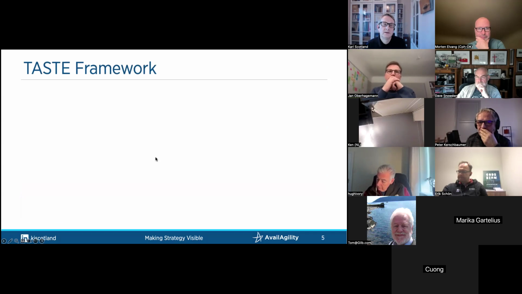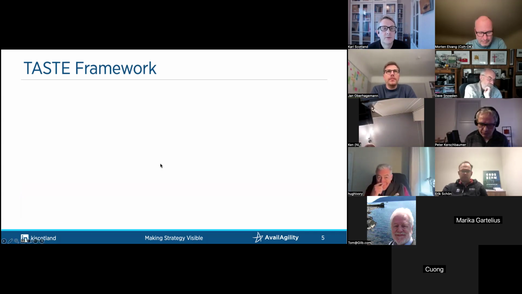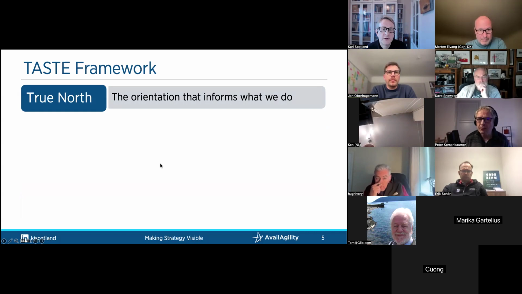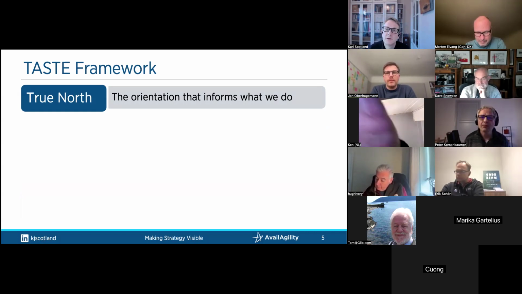And then that leads to the TASTE framework. This is a framework that I've come up with, which will lead into the X matrix. These are 5 core elements that I look for when I'm working with organizations on a strategic transformation. So first, the T is the true north. This is the orientation that informs what we should do. This ties back to that idea of being outcome oriented.